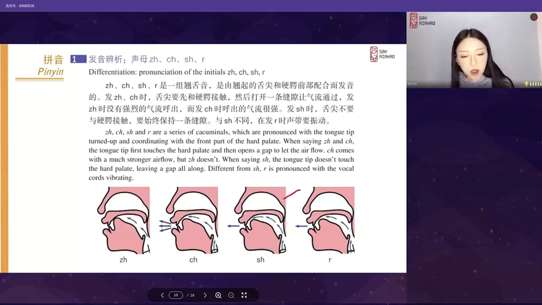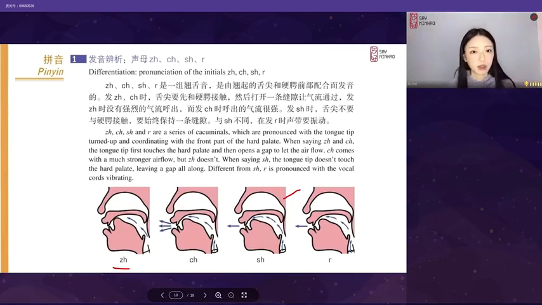The differentiation of the pronunciation of the initials 知, 吃, 诗 and 日, these four initials. These are all initials pronounced by rolling up our tongue like this. For 知 and 吃, the tongue position is the same. We need to rise up our tongue and make the tip touch the hard palate, and immediately leave a gap to let the air go through. So it is 知 and 吃, and the difference between them is the air.